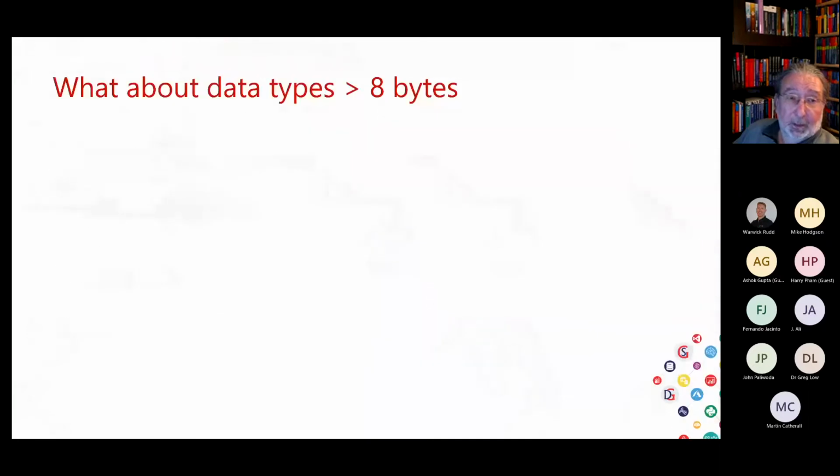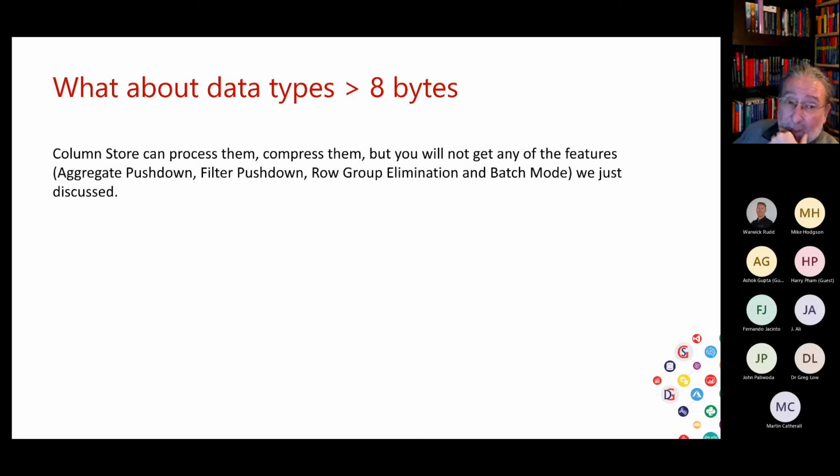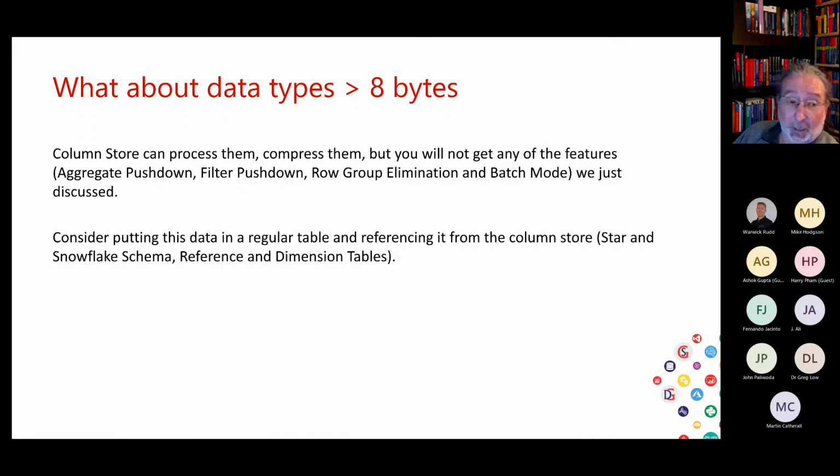So what about data types above 8 bytes? Column store can process them. I think by now you can even put really large text strings in it. Yeah. But all the awesome features we just discussed, aggregate pushdown, filter pushdown, row group elimination, batch mode, will most likely not be used. So it's going to be just a scan through it, and it's still going to be more efficient than doing it in a row store if you scan a lot of data, and especially if you have very wide tables and you need just one or two columns out of them. Yeah. But it's not going to be as efficient as it could be.